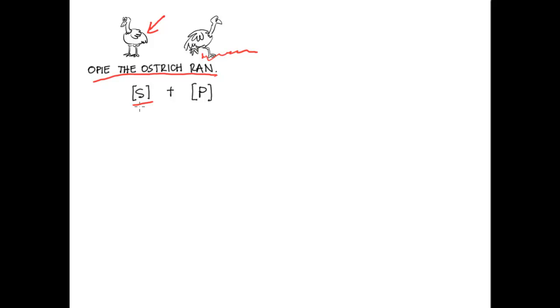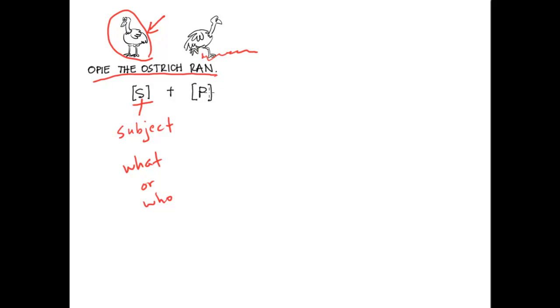This S, what do you guys think this means? Well, this is talking about our subject, right? And in this sentence, our subject is this guy, Opie the ostrich. If you think about subject, it's basically what or who it is that you want to talk about.